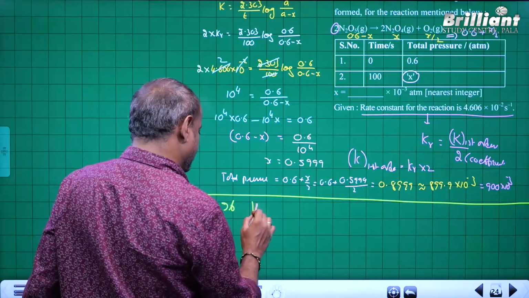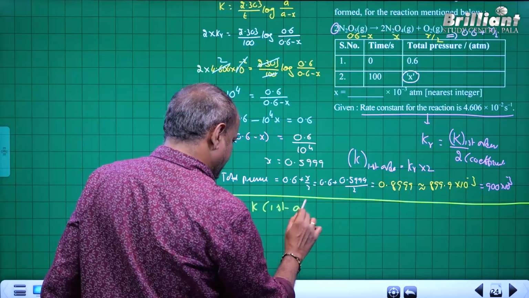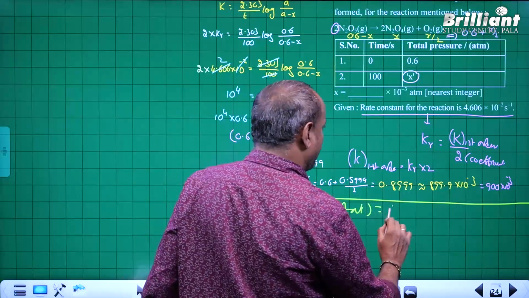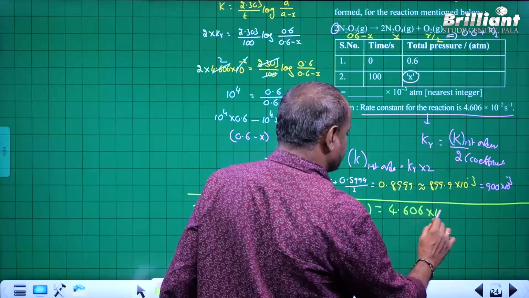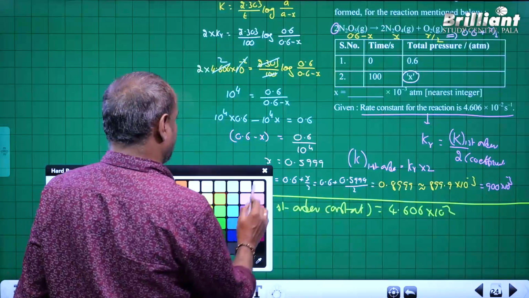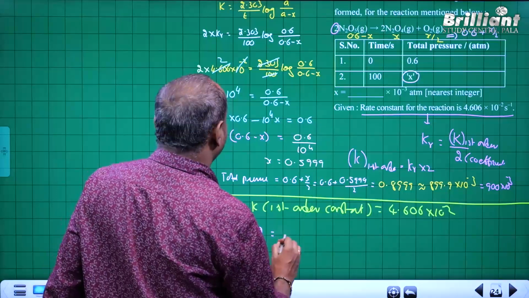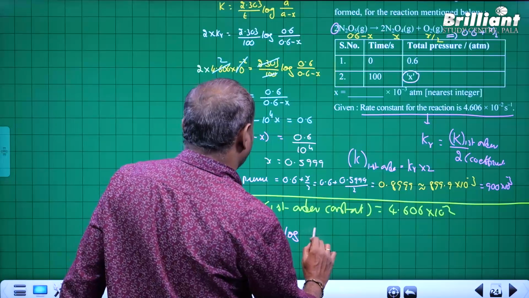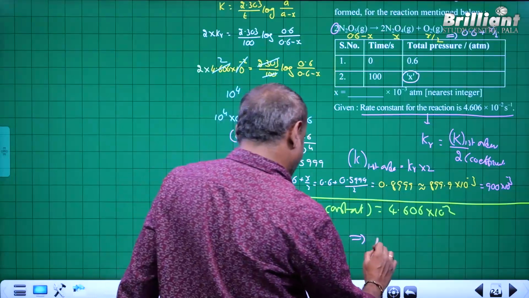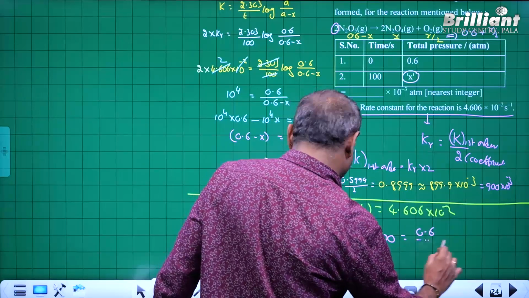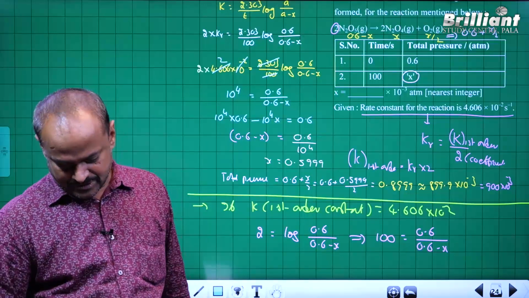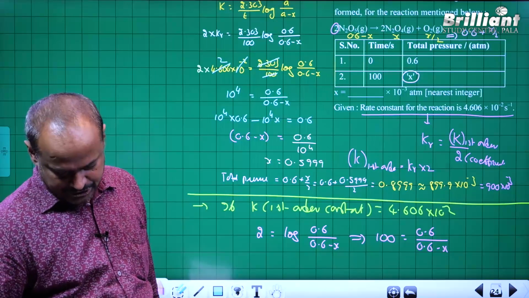If K is taken directly as the first order constant, 4.606 times 10 raised to minus 2, the e to the power 2x terms are not there. Then log 2, that is 2 is equal to log 0.6 by 0.6 minus x. 100 is equal to 0.6 by 0.6 minus x. On solving this, the x value gives 0.594.